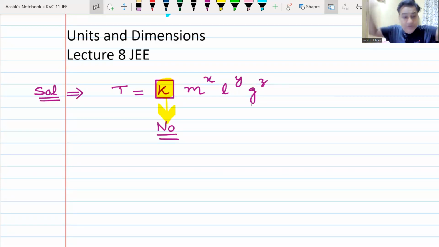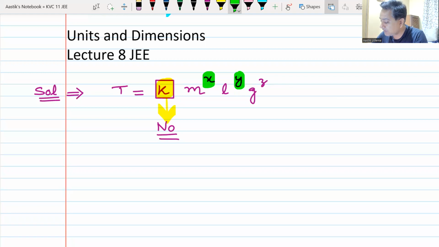And I'm sorry to say that I did not start the screen sharing. So this is how I will write it. T is K, K is a number, multiplied by M raised to the power X, L raised to the power Y, and G, acceleration due to gravity, raised to the power of Z. The only thing I have to calculate here is the green terms, and all these three green terms, X, Y, and Z, are unknown. I can find out the value of X, Y, and Z using dimension analysis. I cannot find the value of this K using dimensional analysis.